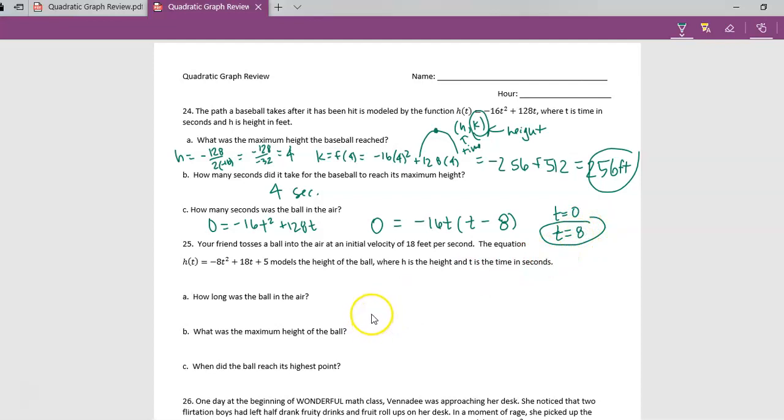Okay. Your friend tosses a ball into the air at an initial velocity of 18 feet per second. The equation for the height is this. It models the height of the ball where h is height and t is time in seconds. How long was the ball in the air? So in order to find out how long it was in the air, we're looking for those x-intercepts. We're looking for when it started and stopped. We're actually looking for where it stopped. So we're looking for this x value here. So again, set it equal to 0 and solve for t. In order to solve for t here, we're going to have to factor, get it in factored form.